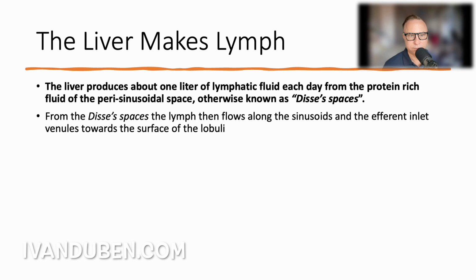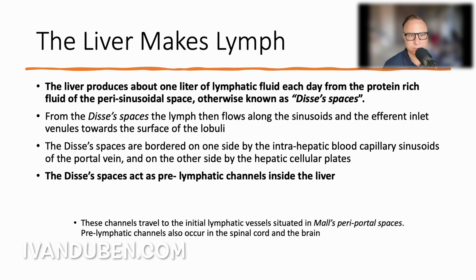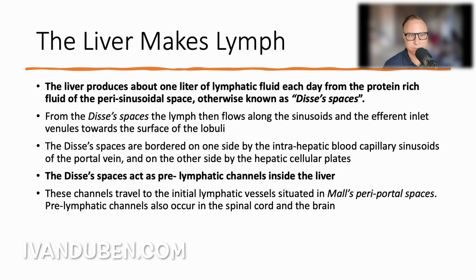From the Disse spaces, the lymph then flows along the sinusoids and the efferent inlet venules toward the surface of the lobuli. The Disse spaces are bordered on one side by the intrahepatic blood capillary sinusoids of the portal vein, and on the other side by the hepatic cellular plates. The Disse spaces act as pre-lymphatic channels inside the liver. These channels travel to the initial lymphatic vessels situated in Mall's periportal spaces.